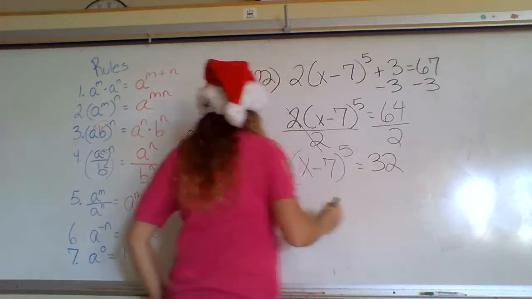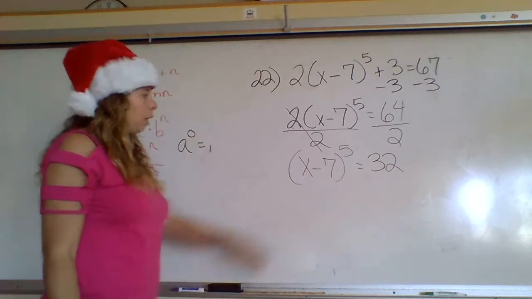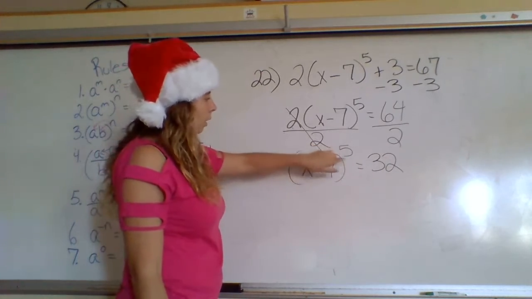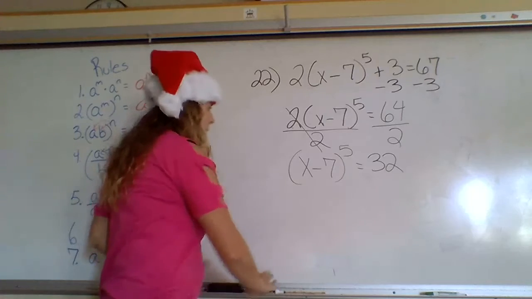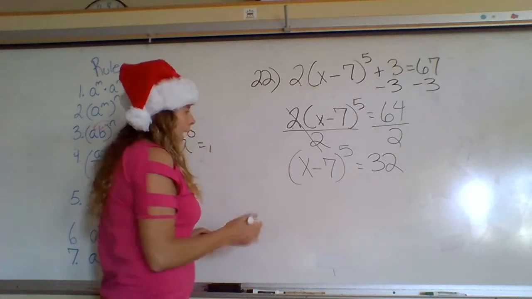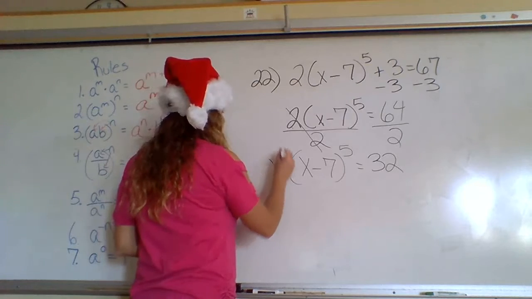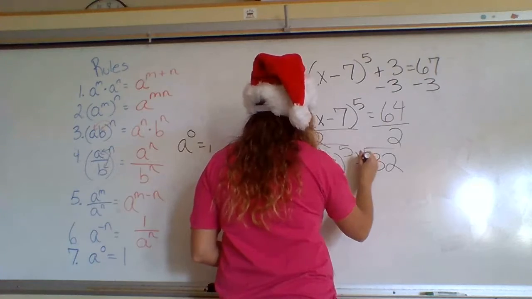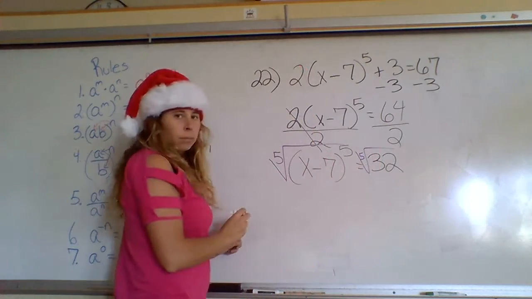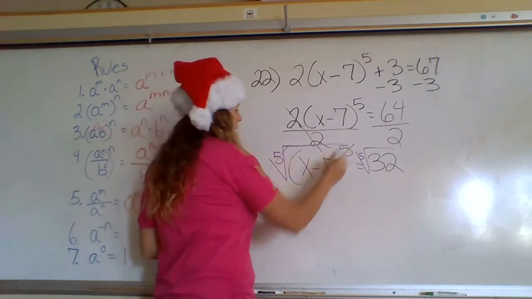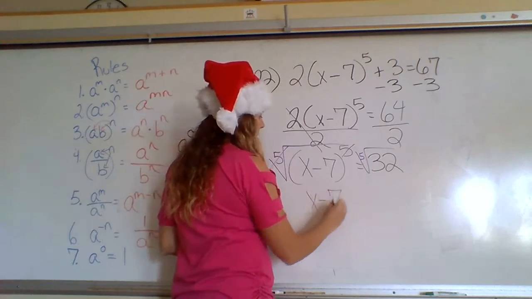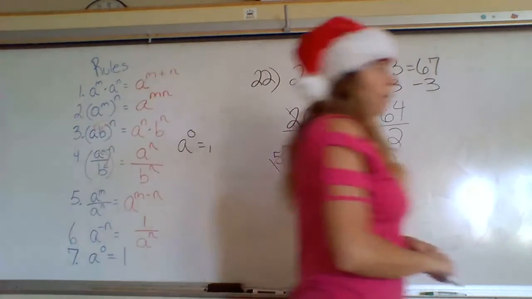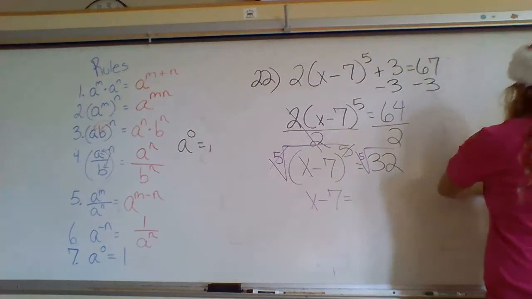All right, now, don't try and add 7 to both sides. These are still in parentheses. You're still taking all of this to the 5th power. So to get rid of that, you're going to take the 5th root of both sides. Your 5's cancel out, and you're just left with x minus 7 equals the 5th root of 32. If you don't want to do it in your head, you can factor it.